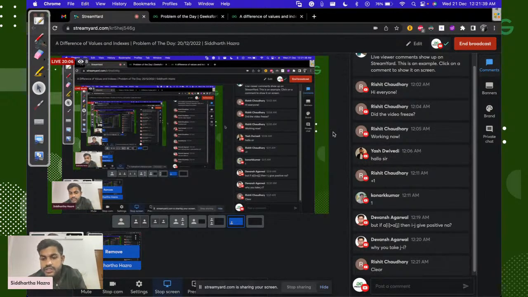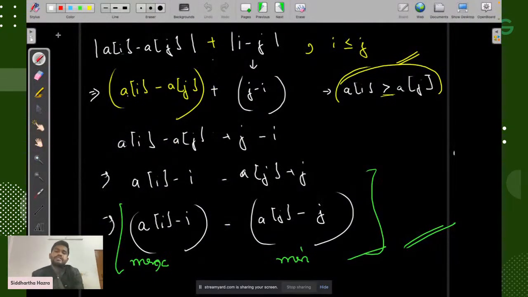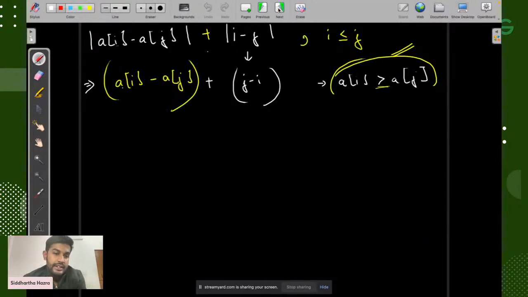Am I clear, Devansh? Just give me a quick one. If a of i is greater than a of j, then a of i and a of j won't determine the value of j and i. Okay, I'm clear. So now let's see the next condition and how we can simplify it. Now the condition is that this value is small.